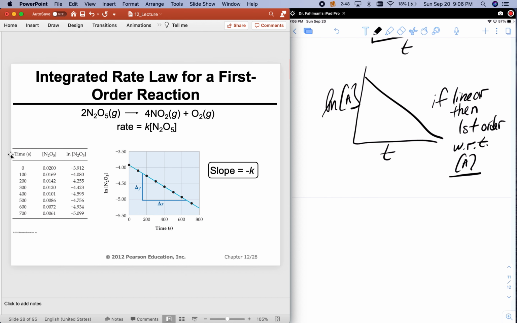This is something you're going to do in lab, not this decomposition reaction, but for some reaction, you're going to just look at time. You're going to get this concentration. And then you're going to have to take natural logs of all these numbers. Then using Excel or whatever your favorite graphing program is, you're going to plot this versus time, and see if it gives you a straight line or not.